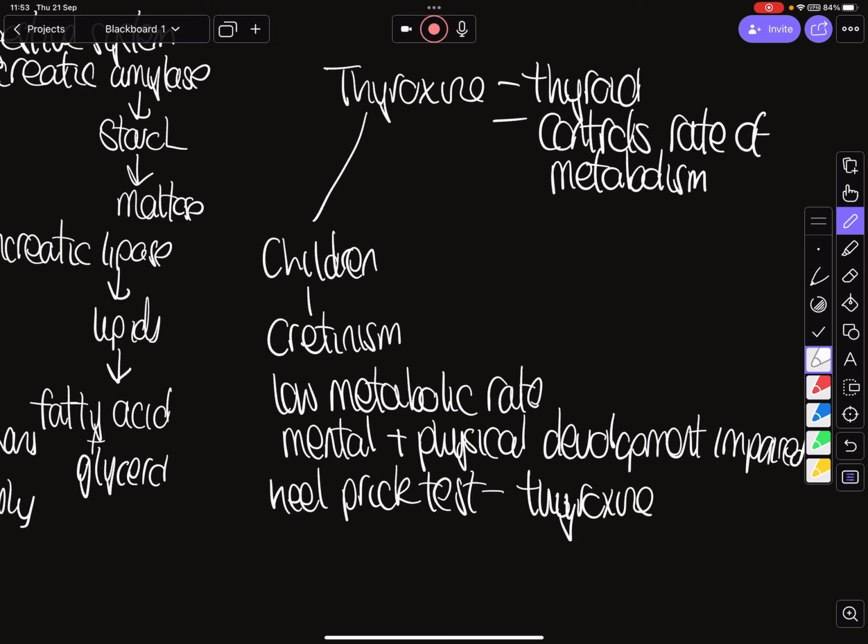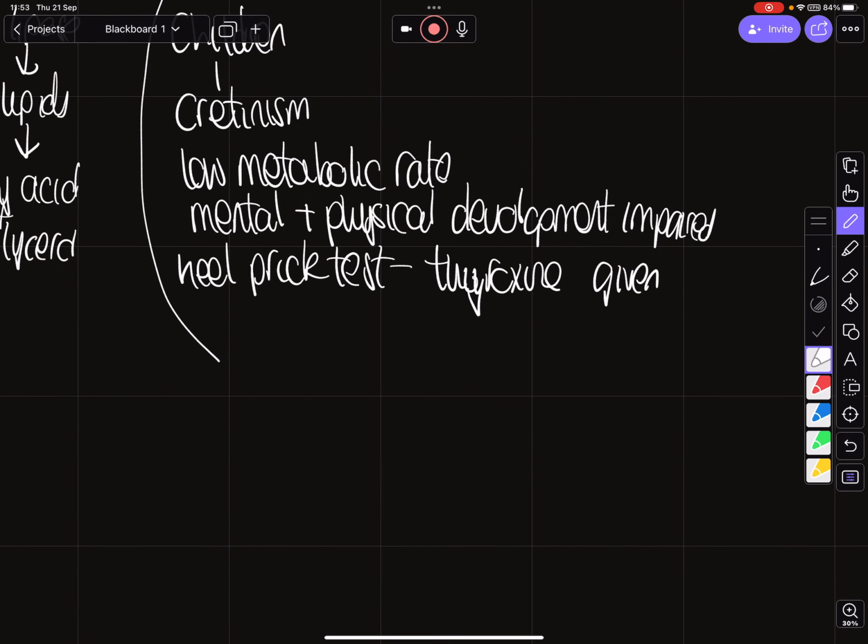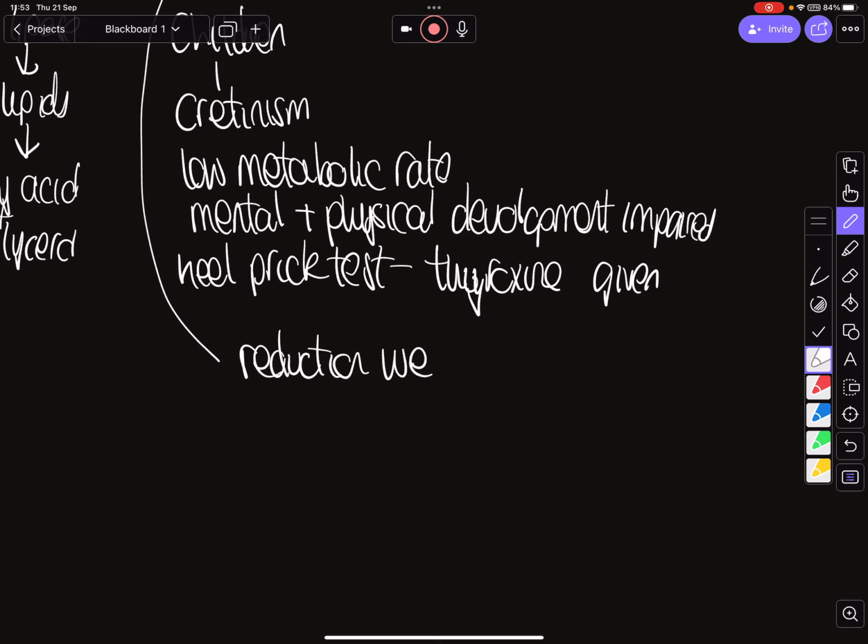So that's underproduction in children. In adults then, if you're not making enough, you will have a reduction in your weight, because that makes sense. Your metabolism, you will be tired, you'll have no energy, just things will not be good.